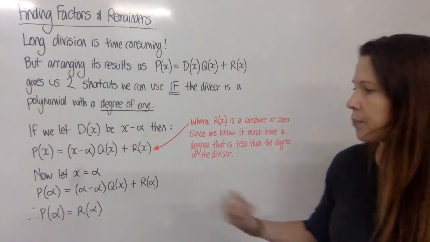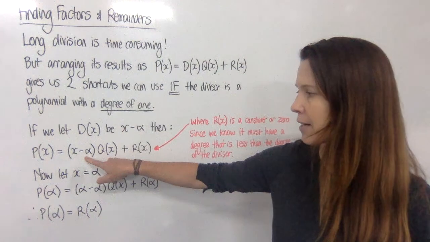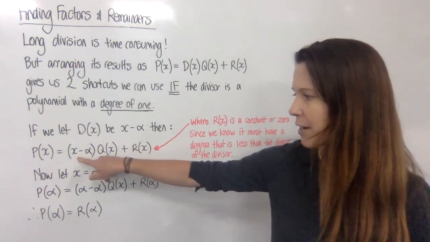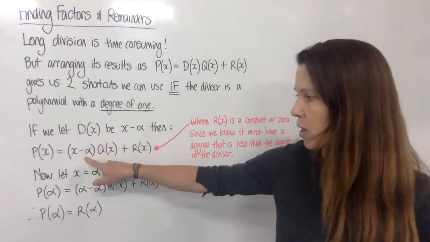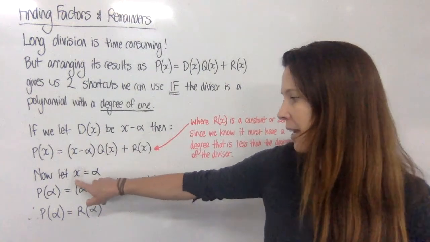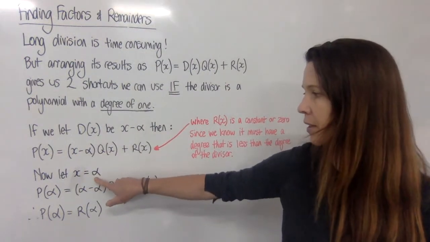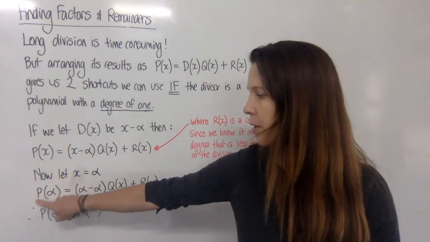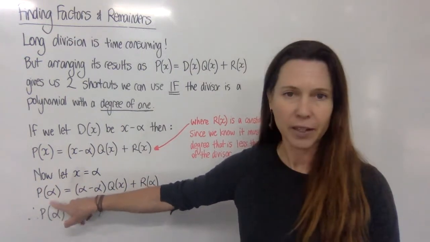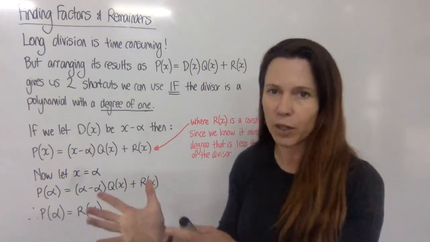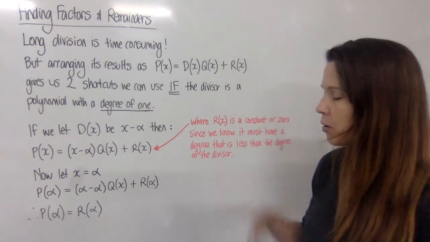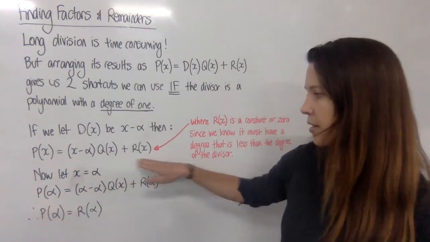So now we can say, all right, well, we've just created a situation where we've got a nice simple factor here. What can we do with it? Well, if we let x equal alpha, then we can say that we're finding p of alpha. In other words, we're just subbing alpha in, whatever that number is, into our polynomial. But we can also sub it in to this whole side.